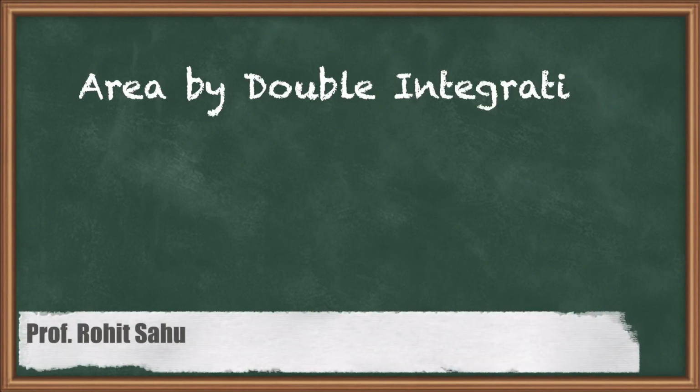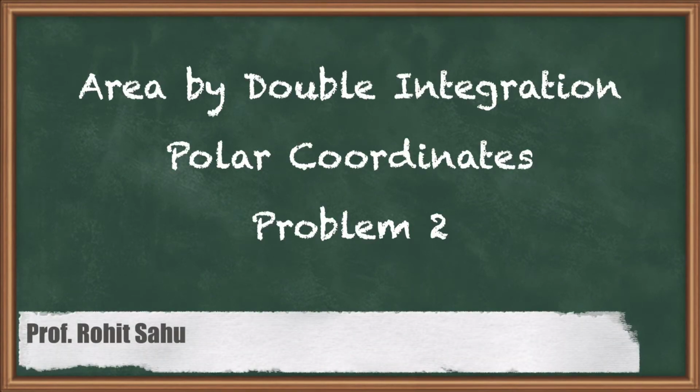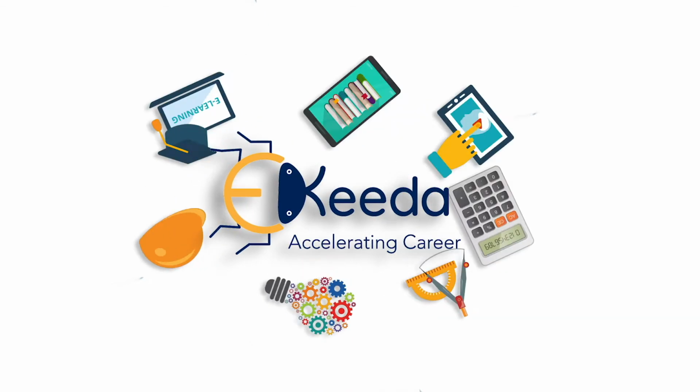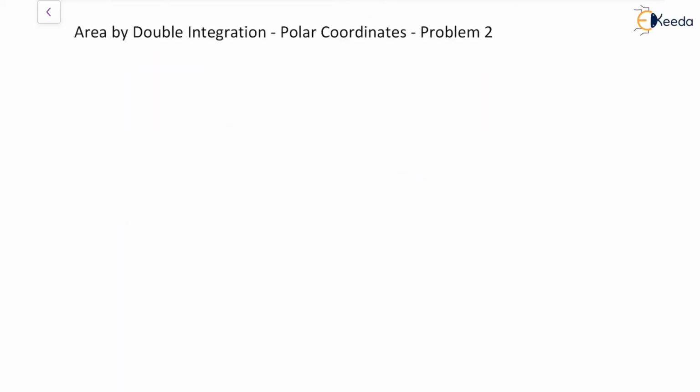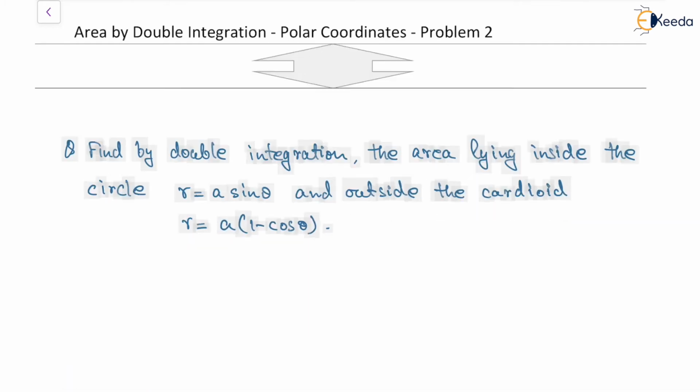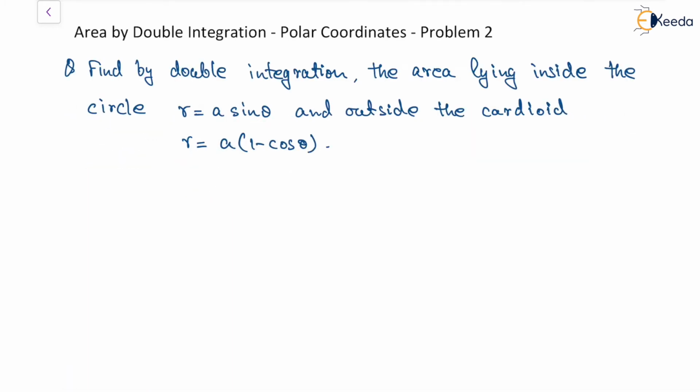Hello, in this session we are going to discuss another problem on area by double integration for polar coordinates. So let us see the question first. The question says: find by double integration the area lying inside the circle and outside the cardioid, where both the equations are given. So as per that we need to find the area enclosed here.